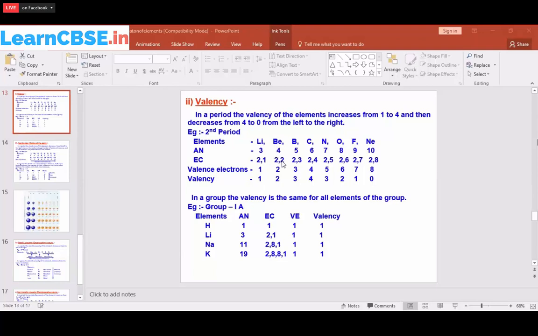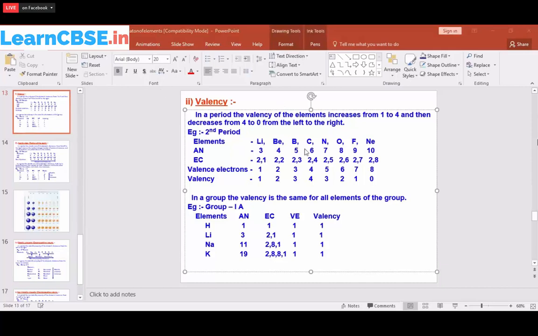Beryllium has 2 valence electrons. Here also it is the same thing. If beryllium wants to complete the second shell, it needs 6 electrons, or else it has to lose 2 electrons. Gaining 6 electrons is very difficult, so it will lose the 2 electrons. So the valency of beryllium is 2.